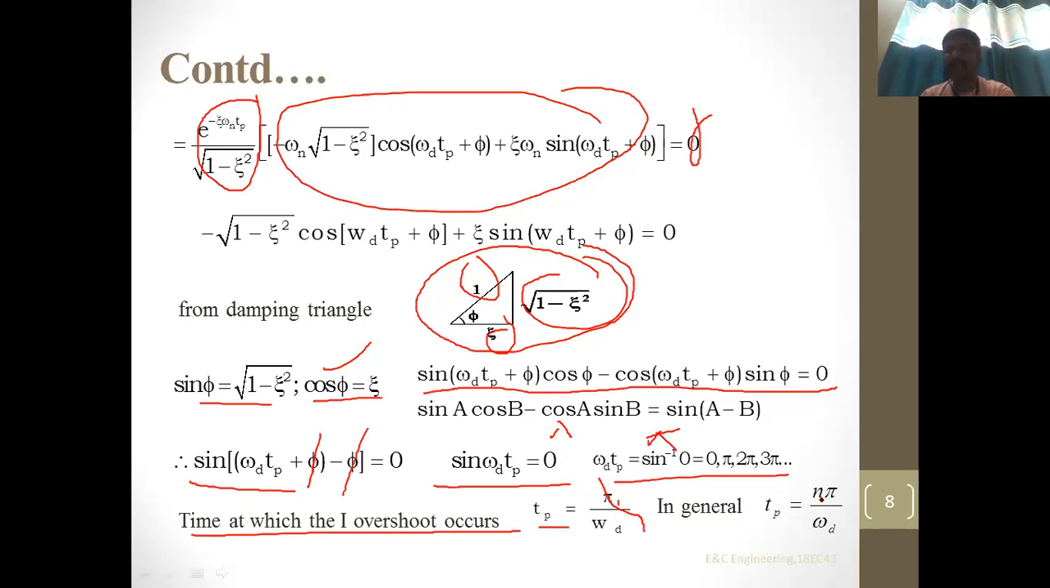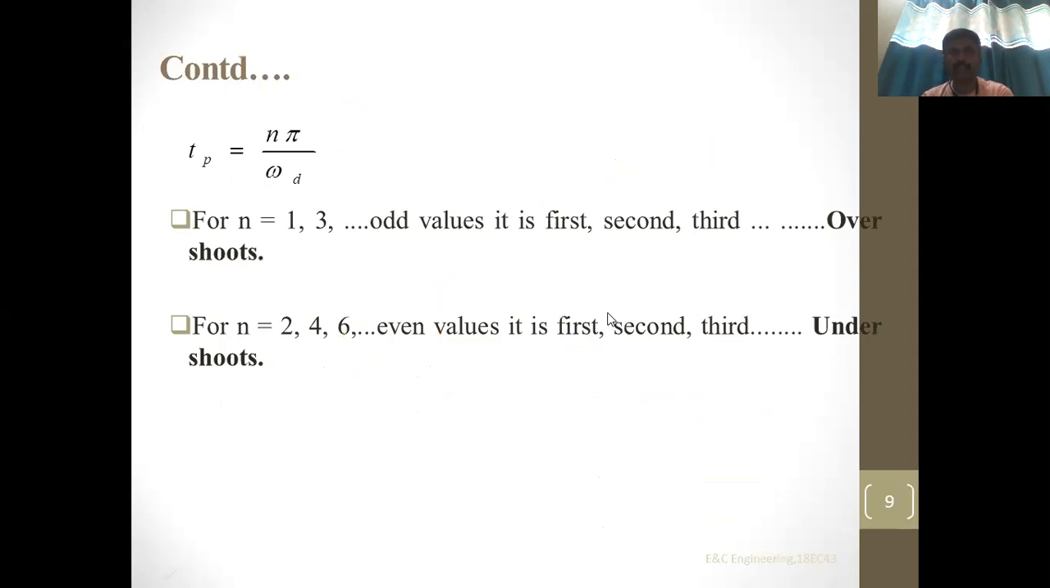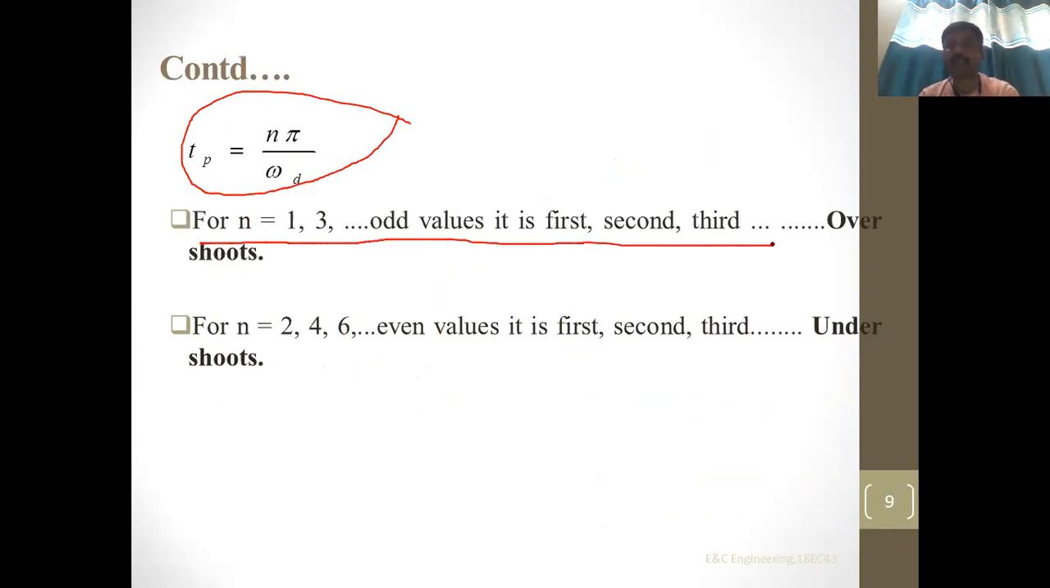In general, TP is equal to n pi divided by omega d. In general, in the sense, first peak, first overshoot, second overshoot, third overshoot, and so on. Is it okay? N is the generic term. This is the generic value: TP is equal to n pi by omega d. Now, for n equal to 1, 3, 5, and so on, for odd values, we have first, second, and third overshoots.